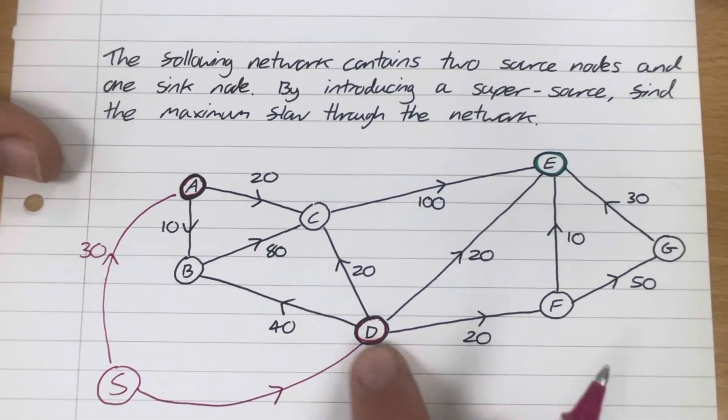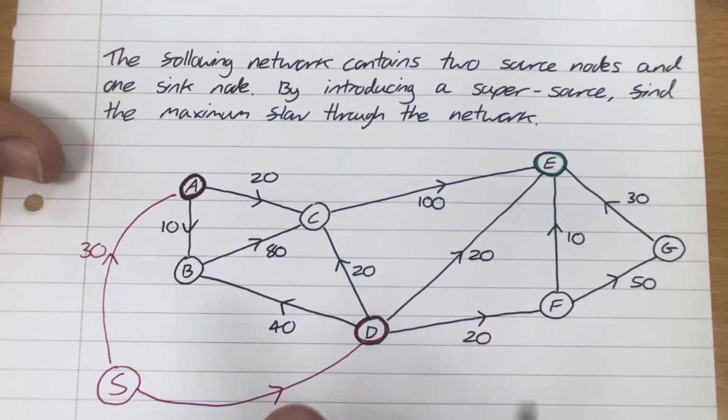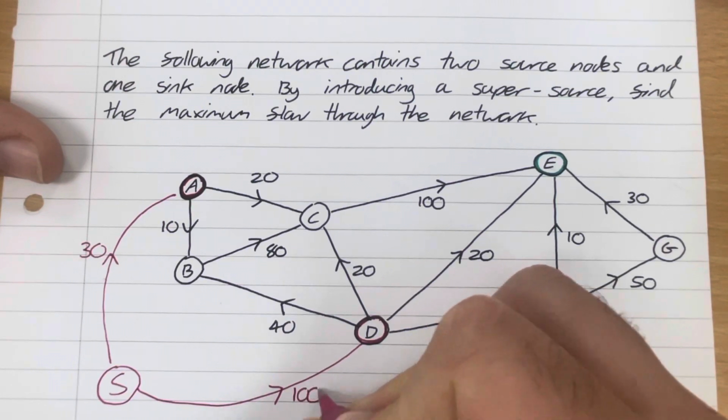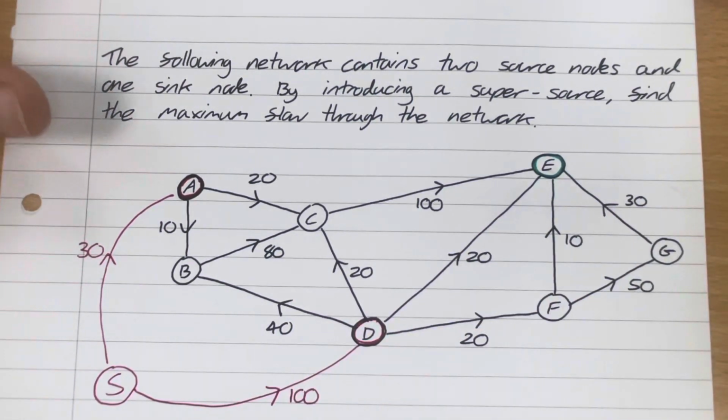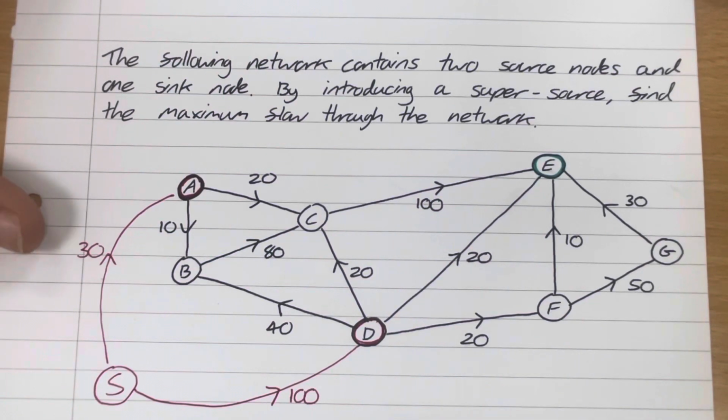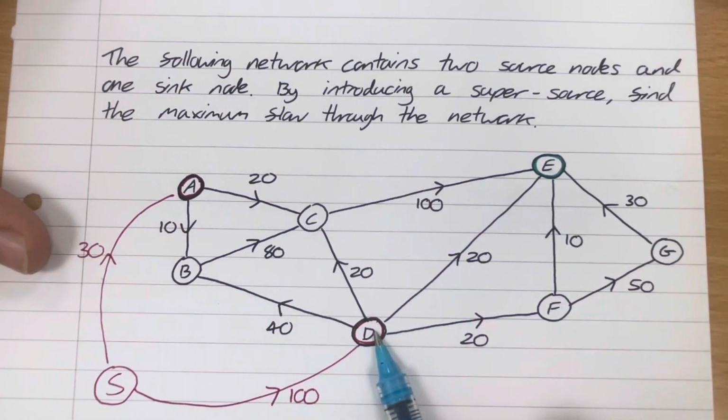And then at node D, we've got 100 coming out. So the weighting on the arc going in will be 100. We've already got one sink node, so we don't need a super sink. Okay, and now we are ready to go with our method that we looked at in our last video. So let's put in 20 units of flow straight from source to sink.